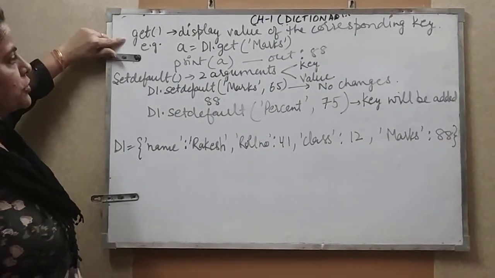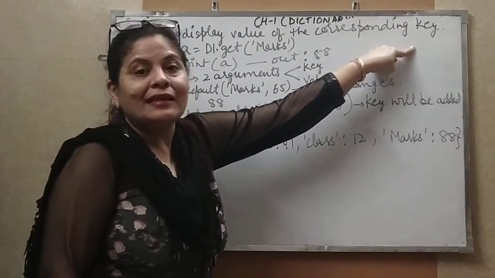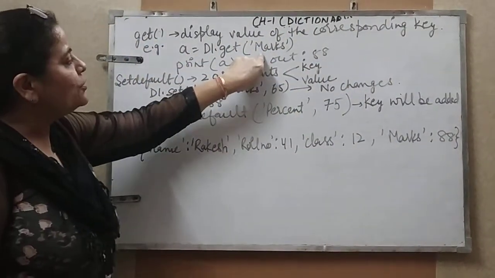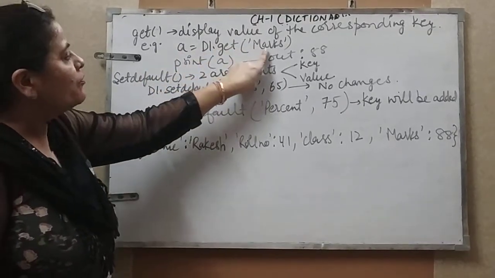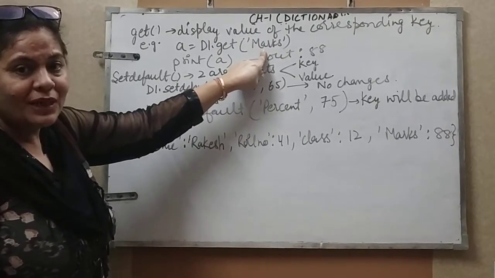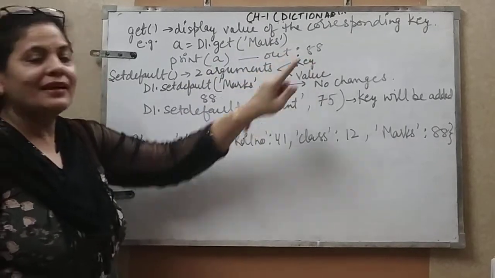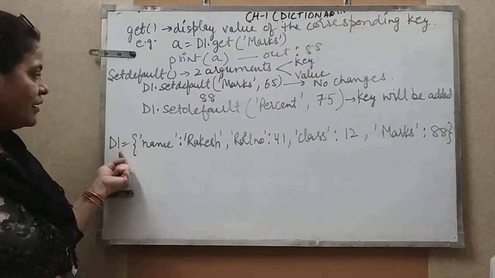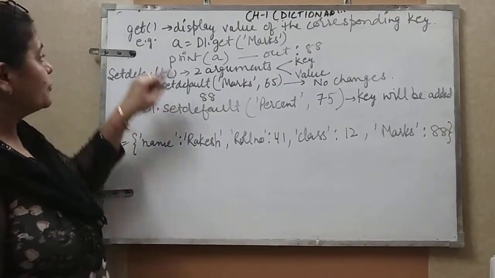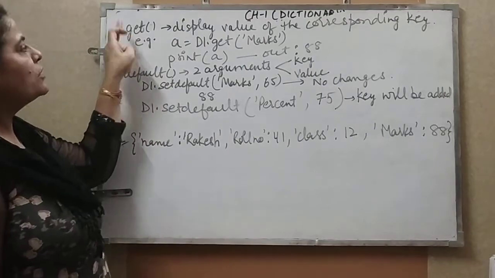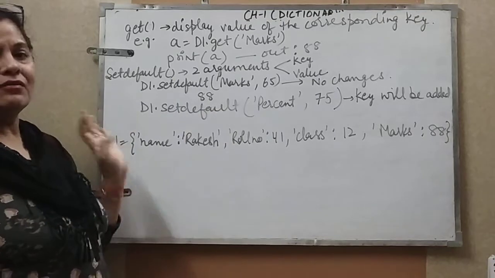Next is our get function, where get function means it displays the value of the corresponding key. Suppose I want to display the value of the marks key, then I will write a is equal to d1 dot get. Within my brackets, I have to give one argument that is marks, which is my key. It will display me the value of a as 88. In my dictionary d1, I am having already these values. So it will display me the value as 88 for my key marks. So get function is always used to display the value of the corresponding key, whatever I am writing within my brackets.